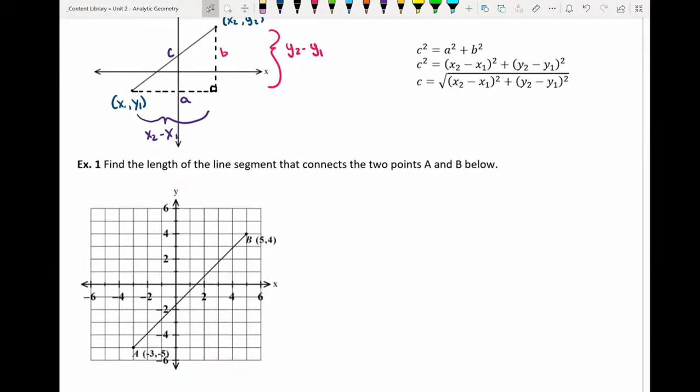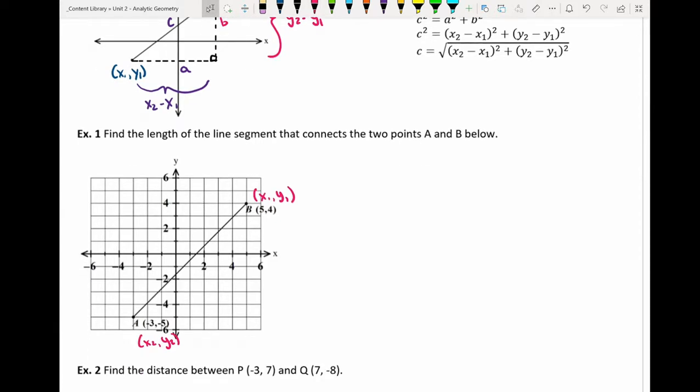So let's look at an example and find the length of the line segment that connects the 2 points A and B below. So I see I have my 2 points, A, negative 3, negative 5, and B, 5 and 4. So I'm going to label my points x1 and y1, and then x2 and y2, just to help me with my formula. Again, you can put it in either one, it doesn't matter. As long as you make sure that, say, if this point is x1, then this has to be y1. It can't be x1 and y2. It's always x1, y1, x2, y2. Again, very similar to the algebraic formula for slope.